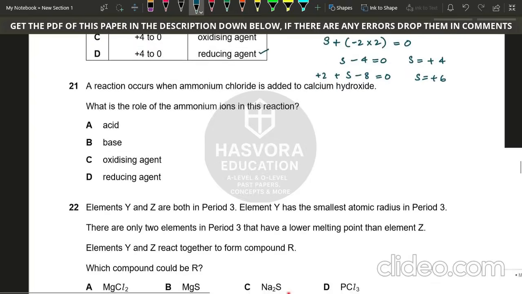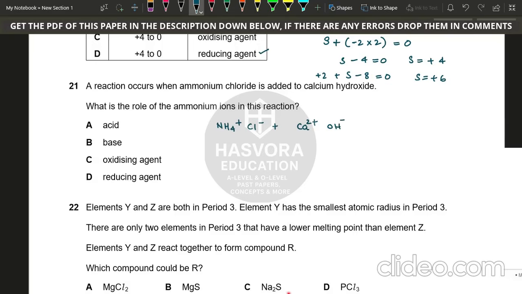Let's move on to question number 21. So the question says a reaction occurs when ammonium chloride is added to calcium hydroxide. What is the role of the ammonium ions in the reaction? So for example, if we have the ammonium ions, which is NH4 plus, and we have Cl minus, it is reacting with calcium 2 plus and OH minus.